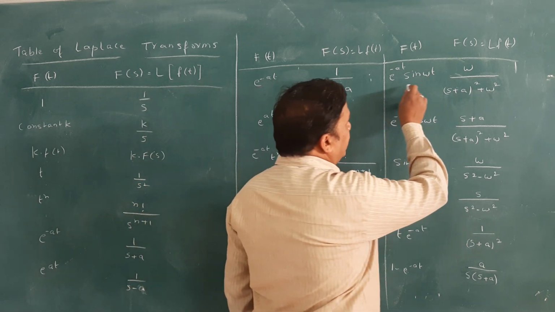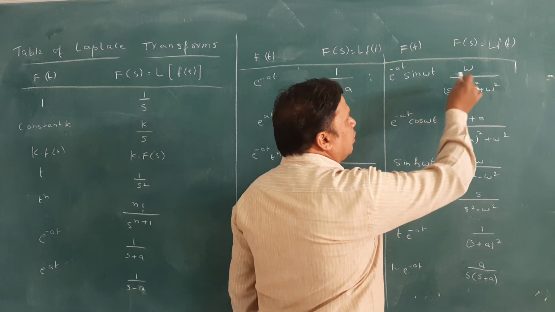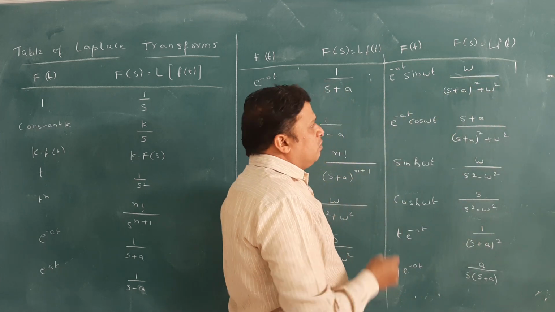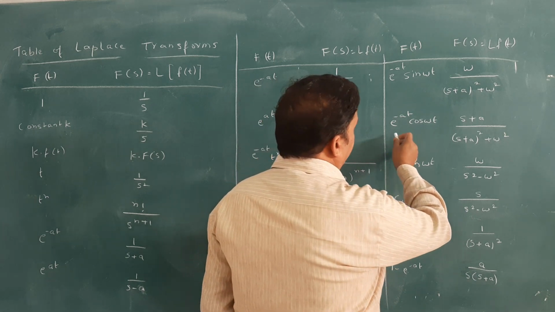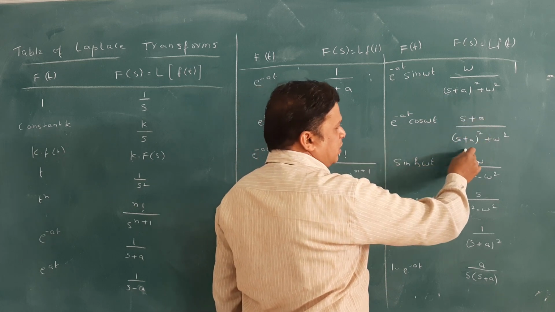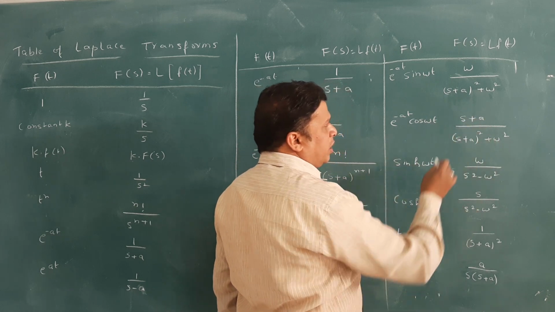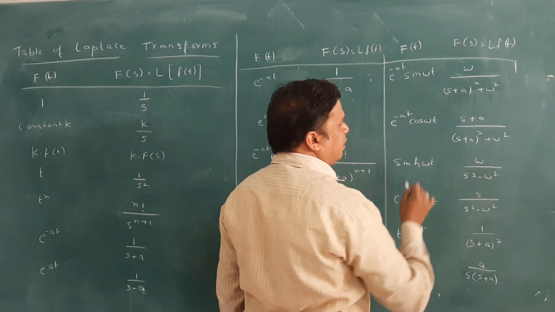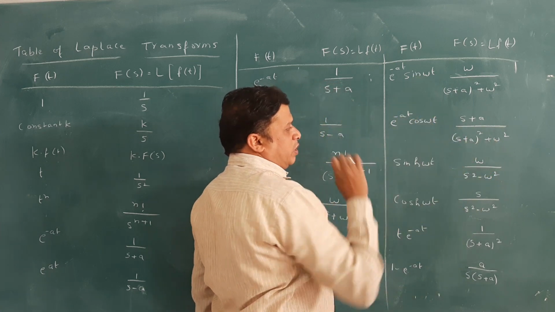Next, e power minus at into sin omega t gives, in F of s, omega by s plus a whole square plus omega square. Similarly for cos omega t, e power minus at into cos omega t is equal to s plus a by s plus a whole square plus omega square. Here the difference is that here it is omega and here it is s plus a. The denominator remains the same for sin omega t and cos omega t.